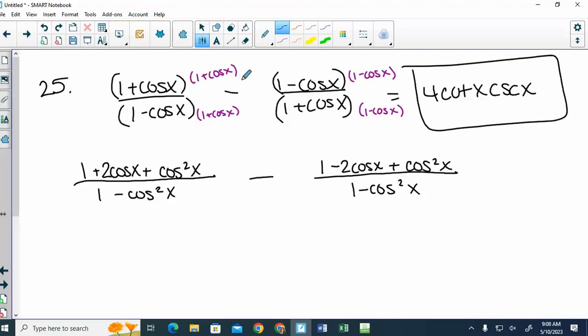Now we have the same denominator, so we can put them together. I'm going to distribute this negative through, and then combine my terms. So 1 and negative 1 drop. 2 cosine plus 2 cosine is a 4 cosine. Cosine squared and negative cosine squared drop. Over 1 minus cosine squared x.